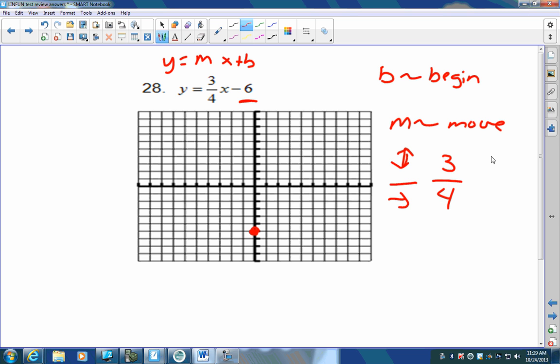The top number, since it's positive, I'm going to go up 3, and 4 is to the right. So I'll start at my y-intercept and go up 1, 2, 3, and to the right 1, 2, 3, 4. Down 3, to the left 1, 2, 3, 4. And now I can draw my line. Again, go in the calculator, put that in there into y equals, press graph, and make sure that you've graphed it correctly.